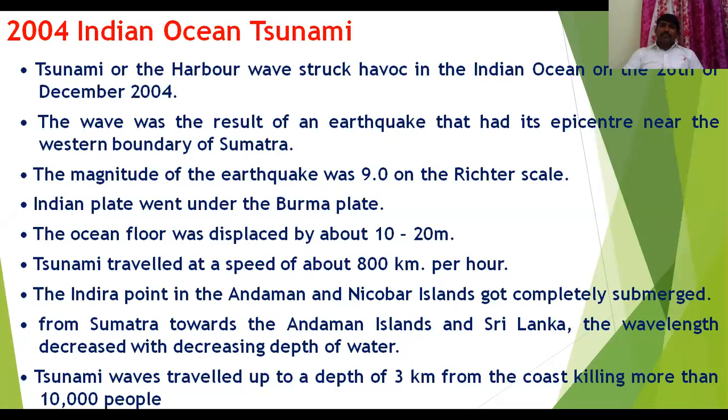The Indian plate went under the Burma plate. There was a sudden movement of the sea floor causing the earthquake. The ocean floor was displaced by about 10 to 20 meters and tilted in a downward direction. A huge mass of ocean water flowed to fill in the gap that was being created by the displacement. This marked the withdrawal of the water mass from the coastlines of the land masses in South and Southeast Asia.